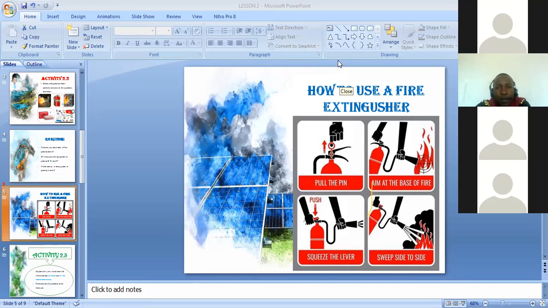Yes. We are writing. Even the slide that I have displayed on your screen, we are writing it. Excuse me for that. So our heading is how to use a fire extinguisher, and we are writing the 4 steps. First step, pull the pin. Second step, aim at the base of the fire. Third step, squeeze the lever. And 4th step, sweep side to side. So we have 4 steps in using the fire extinguisher.